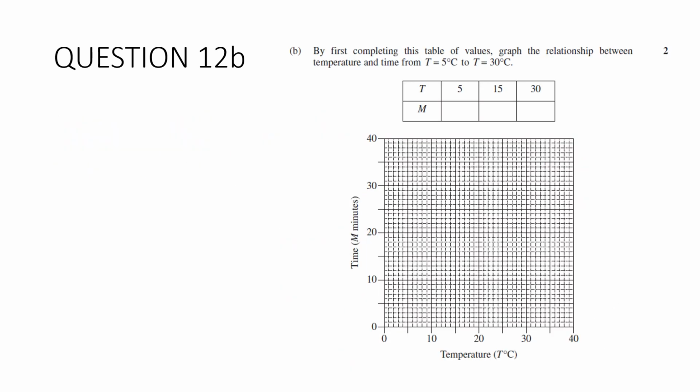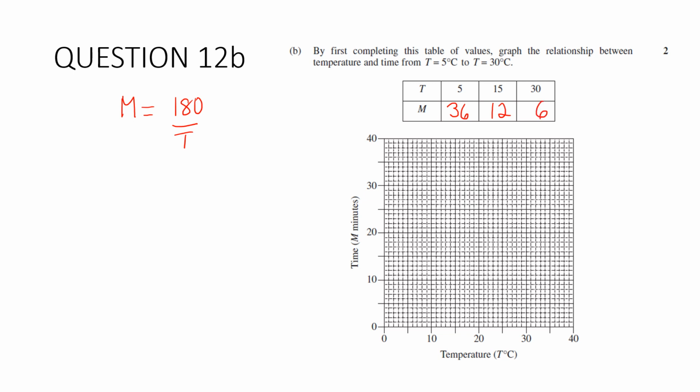12b, by first completing the table of values, graph the relationship between the temperature and time from T equals 5 degrees to T equals 30 degrees Celsius. So we've got M is equal to 180 divided by T, and we're just going to substitute in various values for T. So the first one, 180 divided by 5, and that's 36. And then 180 divided by 15 is 12. And then finally 180 divided by 30, which is 6.